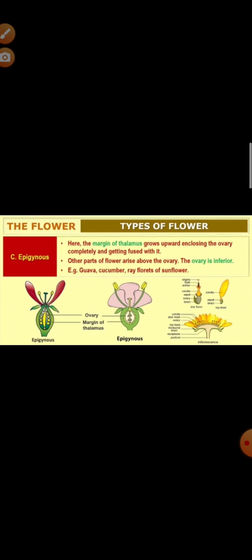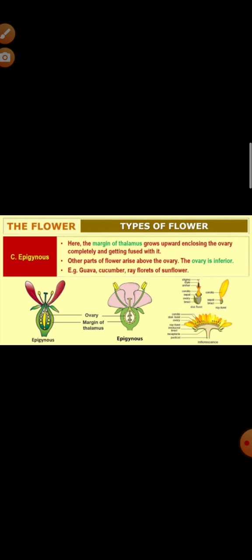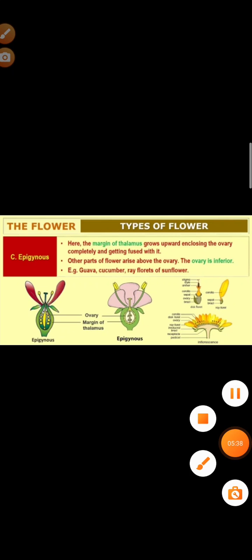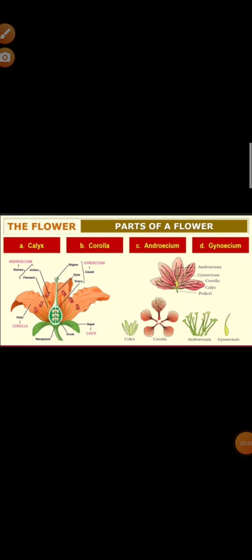When the thalamus forms a cup which is fused with the ovary and all other floral organs arise on top of the ovary, that type of flower will be known as epigynous. Here the ovary is inferior. You can give an example of cucurbita, sunflower, etc. Okay, this is based on the position of the gynoecium. Next, the flower.